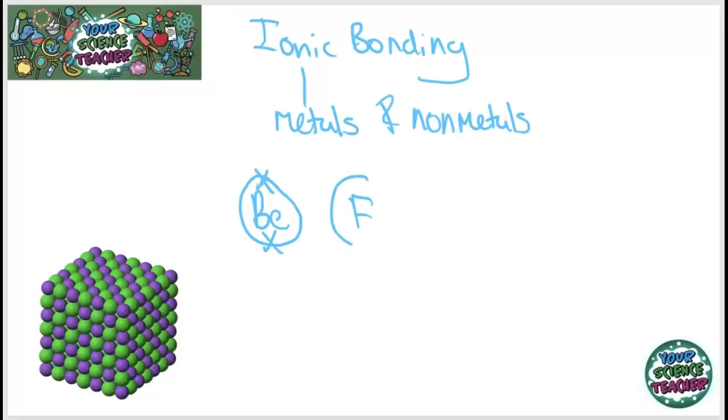Fluorine is in group 7, so it has 7 electrons in its outer shell. The group number always tells you how many electrons are in the outer shell.